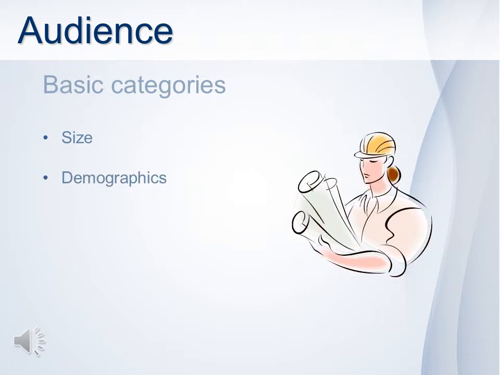The second category is demographics. You want to examine your audience's sex, age, race, religion, education, class. Essentially, look to see if your audience shares any similarities. They may be more important to you than you initially realize.